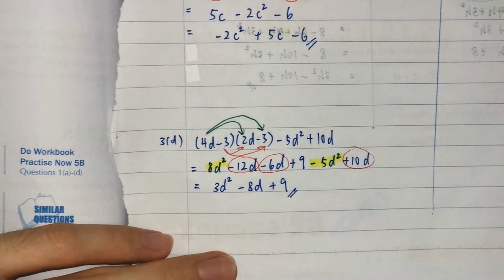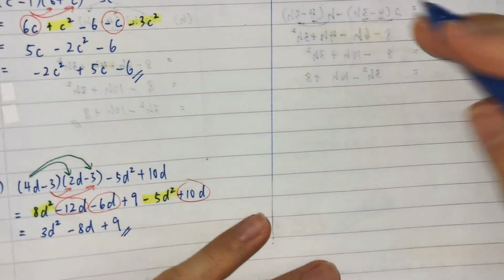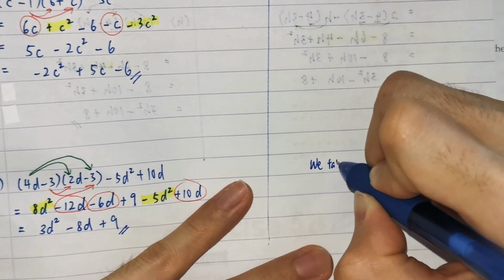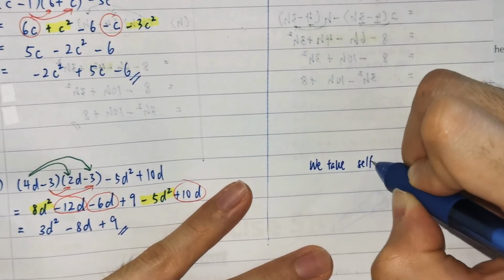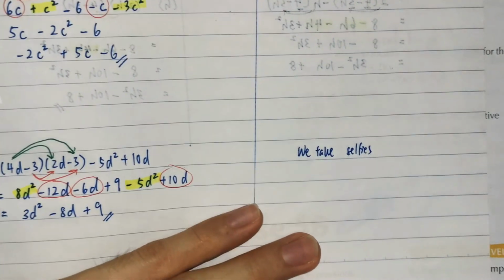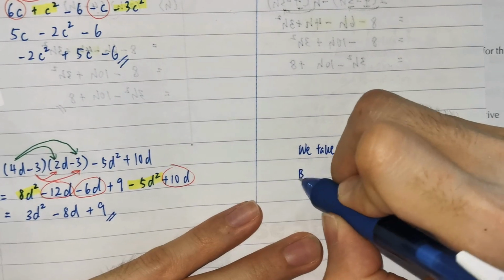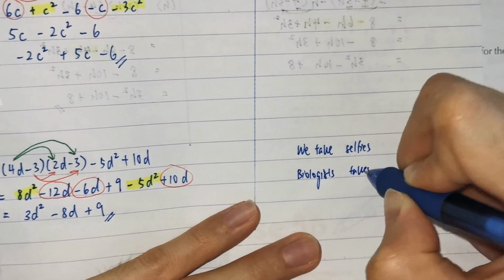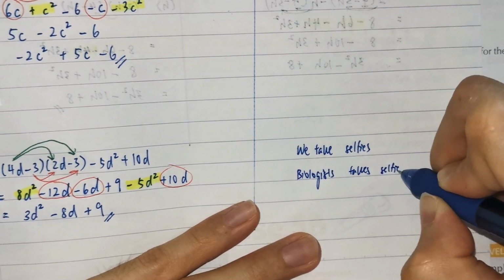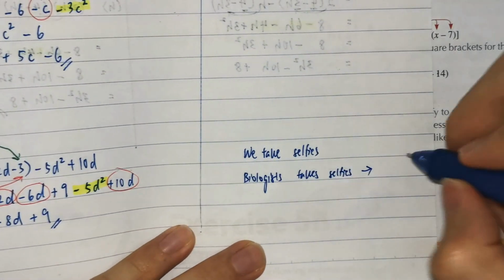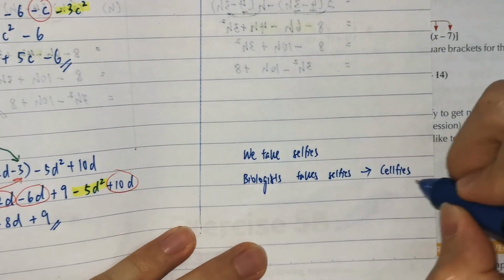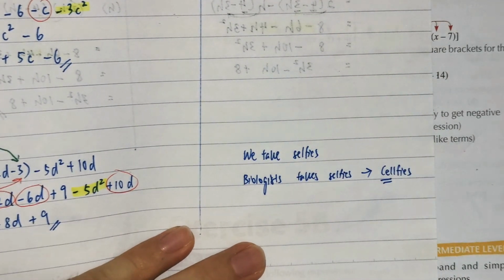So let me tell you a joke. A science one. So we take selfie. So when biologists take selfie, what is it called? It's called cellfie. Get it? Selfie. Okay, thank you.